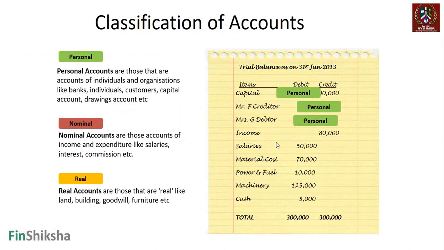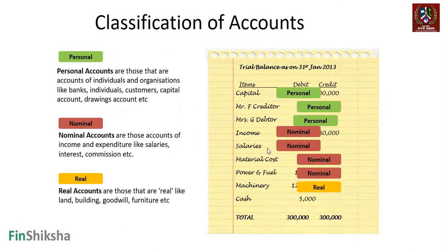Income and expenditures are going to be classified as nominal accounts, correct? So income is nominal, salary is nominal, material cost is nominal, power and fuel is nominal, right? Now machinery is a fixed asset, so machinery is real, right? So that's where you will classify it as a real asset. Similarly, cash is a real asset. So effectively, all these accounts get classified as either personal, nominal, or real.